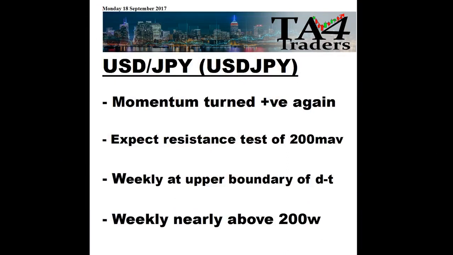Just to clarify on US dollar Japanese yen, the key takeaways from the video should be momentum has turned positive again. There's expected resistance from the 200-day moving average, but the weekly is at this upper boundary of a downtrend. If that's broken, we will get further good upside, and we're nearly above that 200 week. If there's a break above there, that confirms a break of the downtrend.